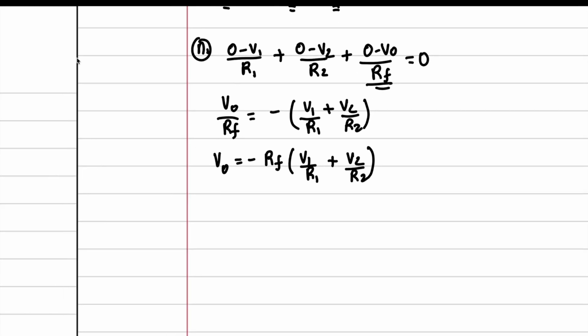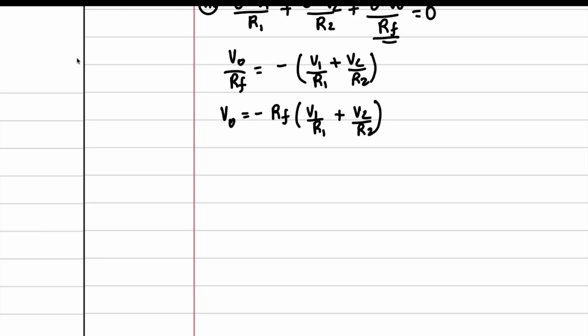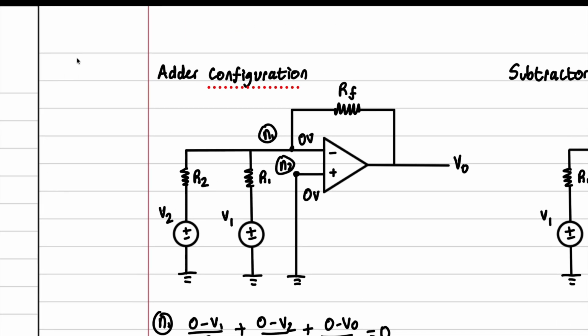And just for the sake of it being an adder, like a pure voltage plus voltage adder, we will have RF equal R1 equal R2, so that everything cancels out. And so we get V naught is equal to negative V1 plus V2. And notice here that it's been negated once again, okay? Because we put it at this portion right here.